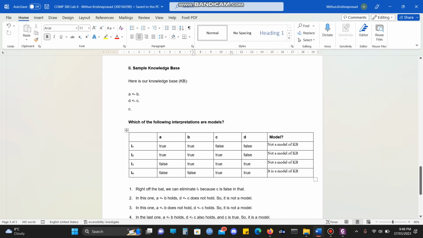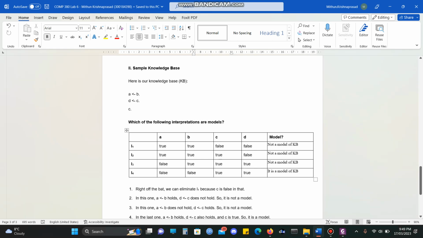Now, in the second interpretation, C is true, so that's good. That means we can move on. B implies A, so true implies true, that's okay. However, true implies false is not correct. So that's why we say that it is not a model of the KB.